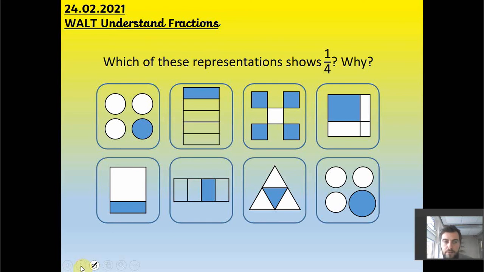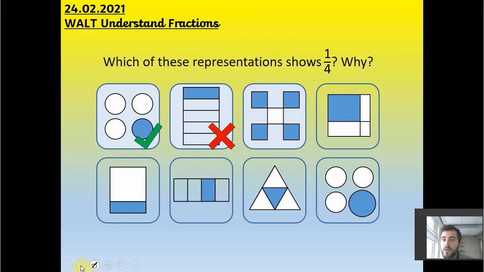Okay, right, let's check together. Let's see how you did. The first one is a representation of 1/4 because 1 out of the 4 circles is shaded. So that would be a tick. The next one is incorrect because that actually shows 1/5.